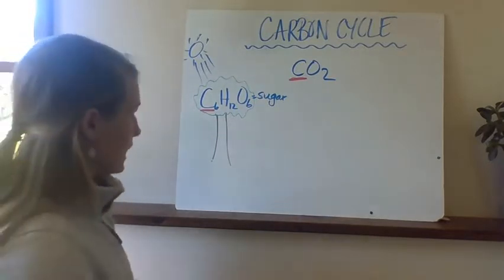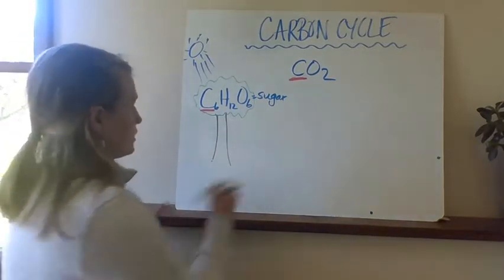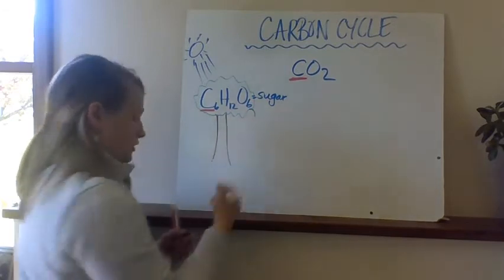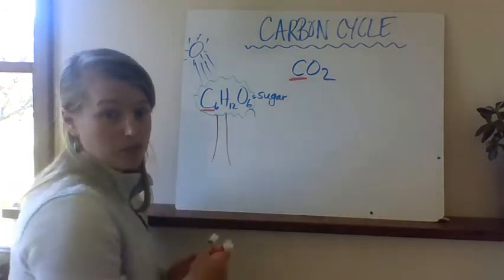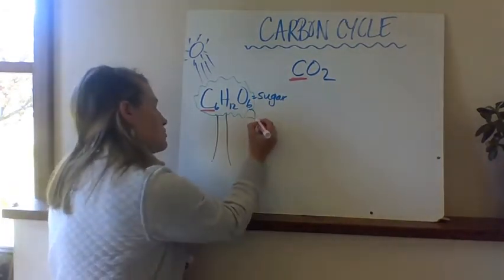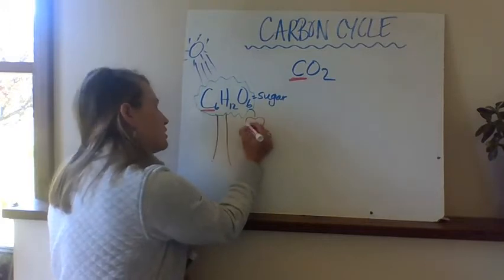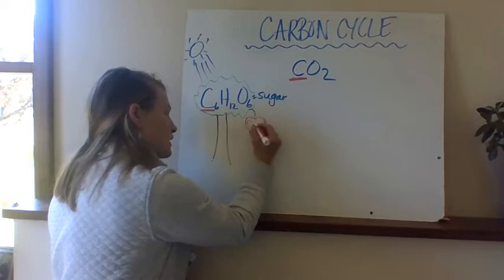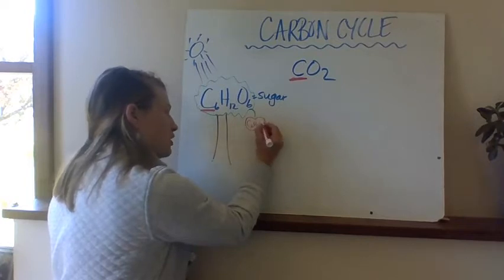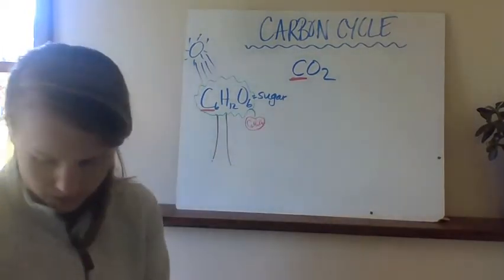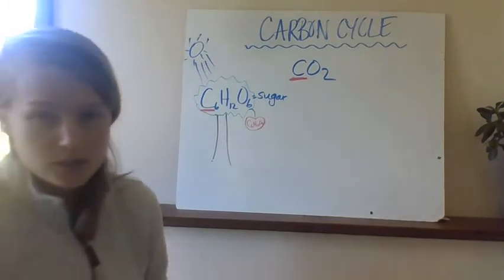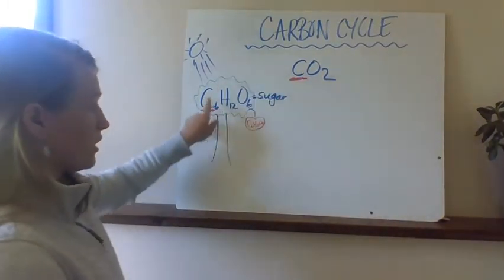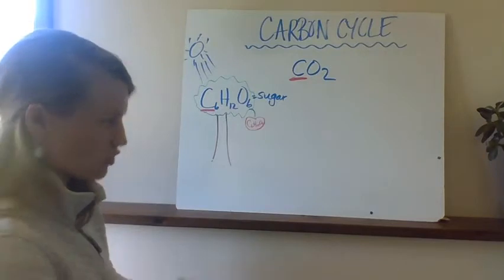So maybe this is an apple tree. Here's our apple. And we know that apples are pretty sweet. Guess what's in them? Lots of sugar, C6H12O6. So we have this carbon, it's moving through our tree. Here it is in the sugar.